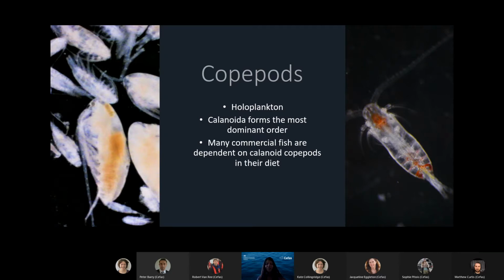Calanoids themselves generally require phytoplankton as food, whilst other copepod orders may also be omnivorous or will also feed on bacteria. So I'll be playing a video next, and I apologise in advance if it starts off a bit jumpy. I know sometimes they take a little bit of time to get going smoothly.